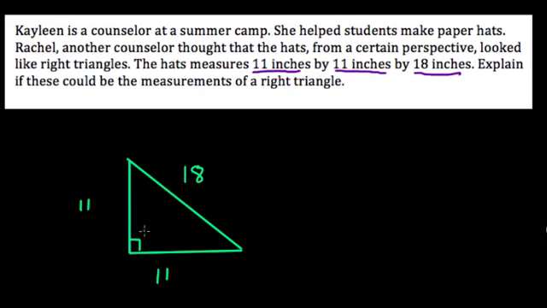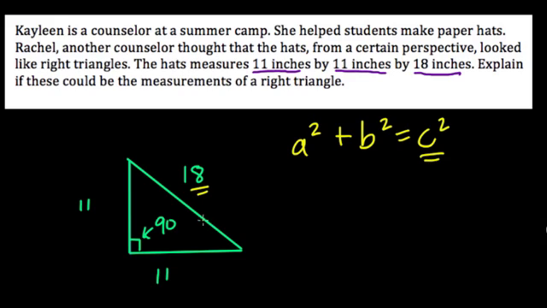So the assumption is that this is a right angle right here, it's 90 degrees, and that these are the measurements and that this is a right triangle. But we can test it by plugging these numbers into our formula for the Pythagorean theorem. Remember that c squared always refers to the hypotenuse, or the longest side, so here 18 equals c. And these two measurements, 11 and 11, both equal a and b. Those are the legs of the triangle, and in this case they're both equal.